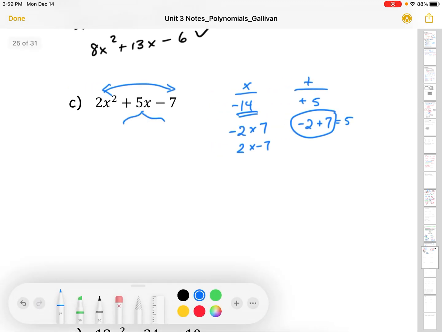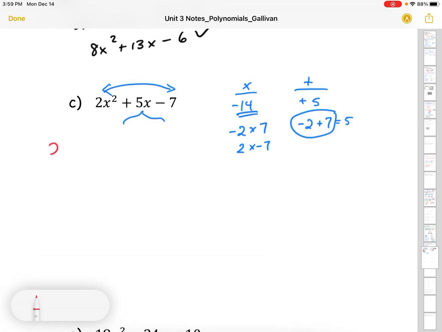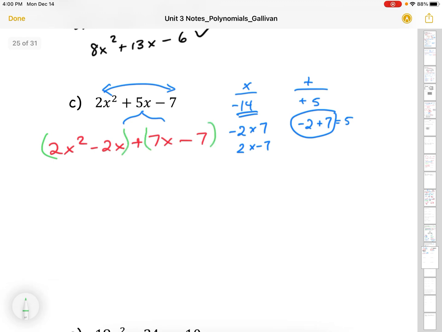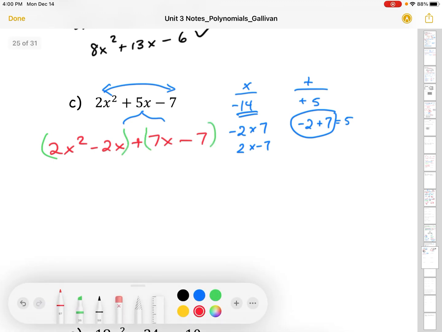So let's decompose that middle term, right? So 2x squared, put the negative first, it'll make fewer mistakes. So negative 2x plus 7x. I've basically broken that 5x into those two pieces, minus 7. Now I'm going to put in my brackets and I'm going to factor by grouping.